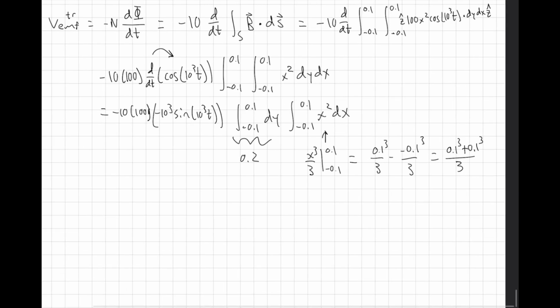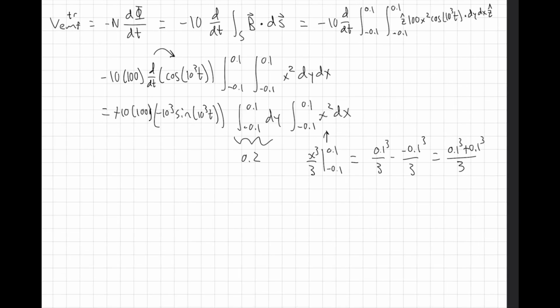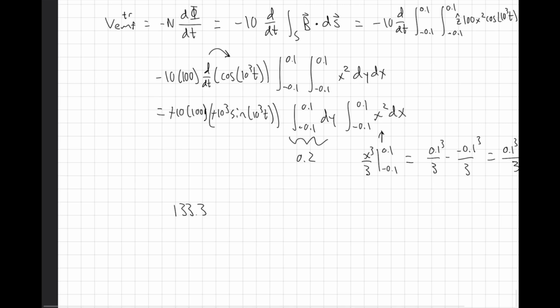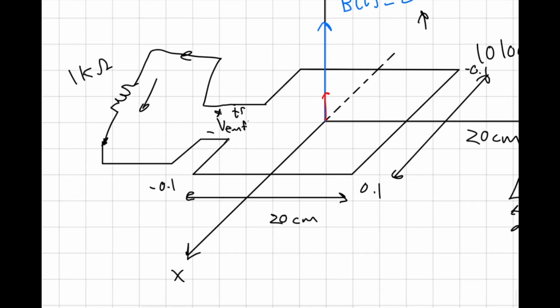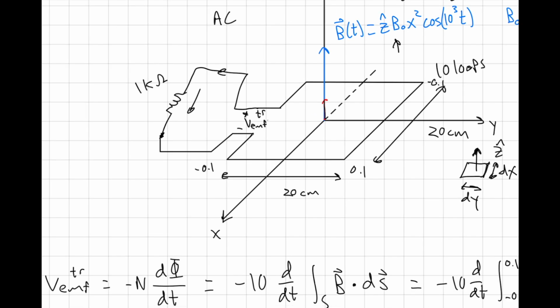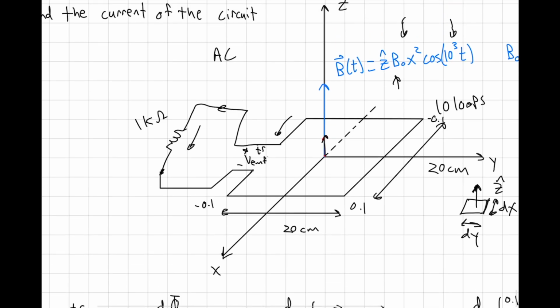So now we have everything. If we multiply it all together, this negative sign cancels this negative sign. We get 133.3 times sine of 10 cubed t volts, and that's equal to V_EMF. So it's positive. We know that the positive terminal ends up here. Since we have our dS direction like this, our four fingers are going to go through this terminal first. And we've also drawn our current direction here from positive to negative.